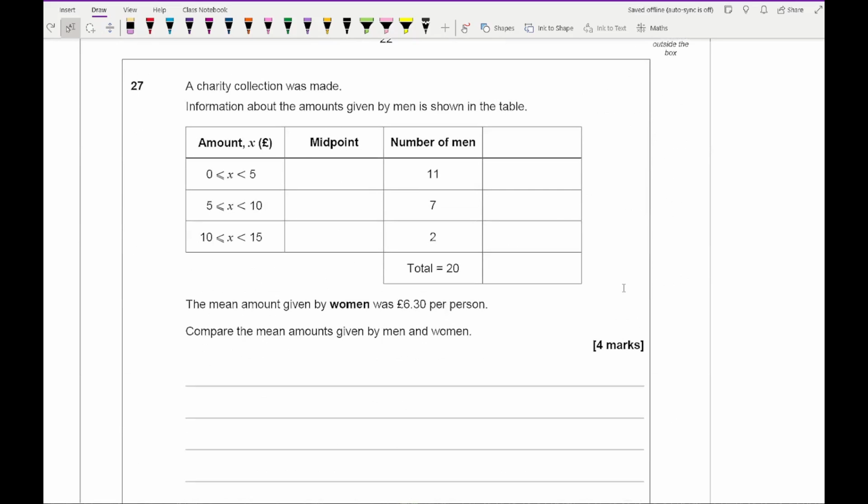Then moving on to our last question, it says that a charity collection was made. Information about the amounts given by men is shown in the table. The mean amount given by women is £6.30 per person. Compare the mean amounts given by men and women. So what we need to do is work out the estimated mean from this grouped table. So finding out the midpoint.